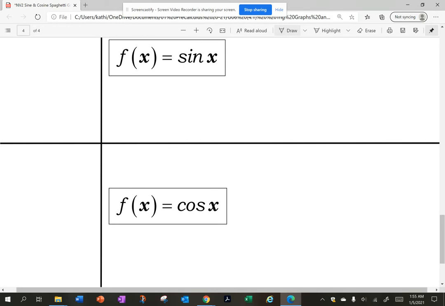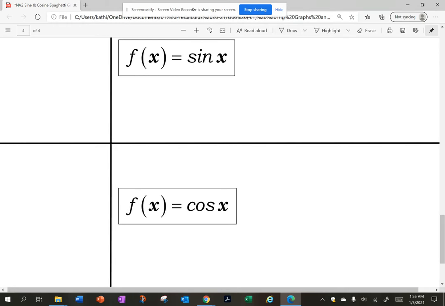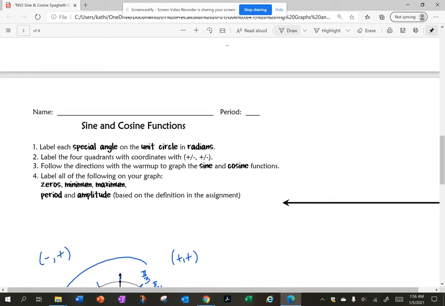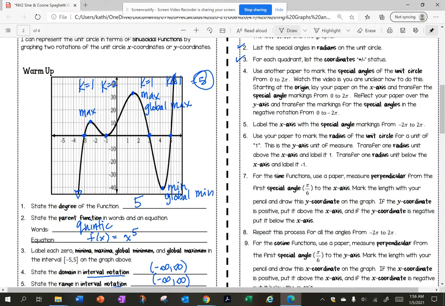So I'm going to start at the origin and lay my paper flat on here, and then mark my markings. You can see I have something that's going to look something like this. You're going to roll it in the positive X direction, and then in the negative X direction, and you're going to do that on both the sine and the cosine curve. So these angles are going to be on the X coordinate. Okay, so we got that.